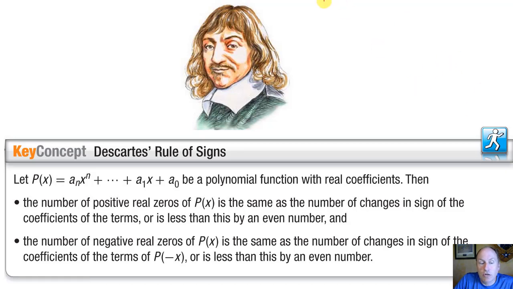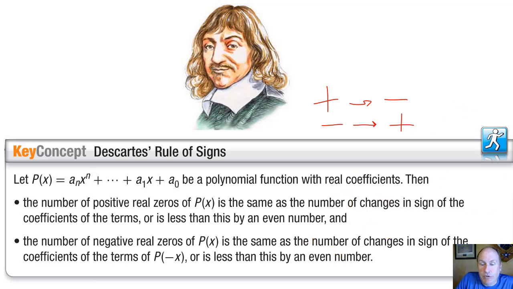René Descartes developed something called the rule of signs, which is: if I have a polynomial in descending order with real coefficients, then the number of positive real zeros is the same as the number of sign changes. And by sign changes, we're talking about going from positive to negative or negative to positive as we go from left to right.